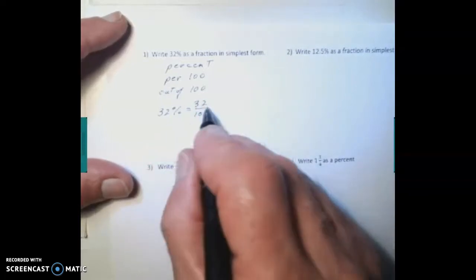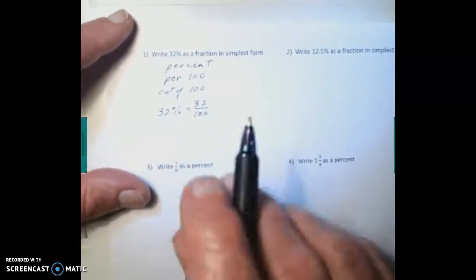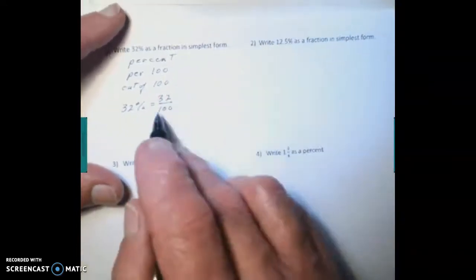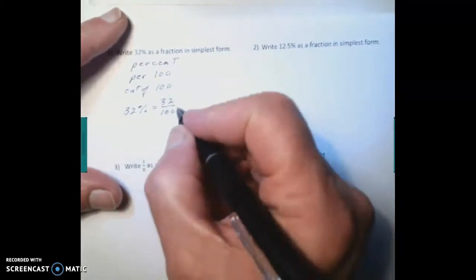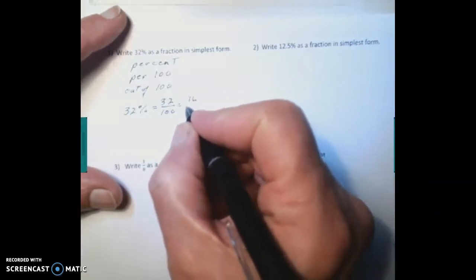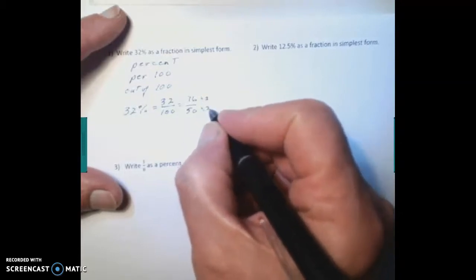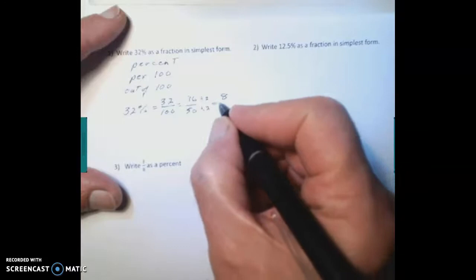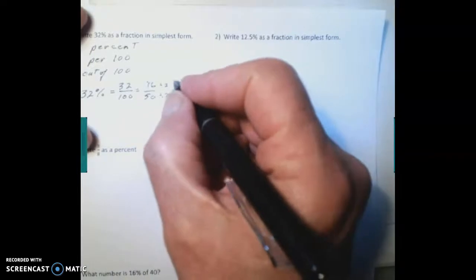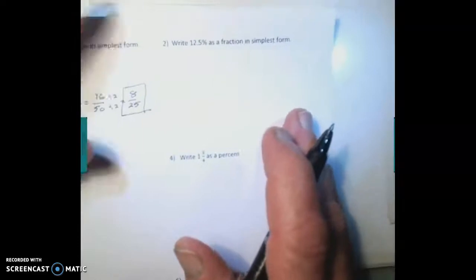Notice you drop the percent sign because that is taken care of by saying that it is out of 100, and it would not be correct to put the percent sign there. That's a fraction. Reduce it. Divide them both by 2. You would end up getting 16 over 50. Divide them both by 2 again, and you get 8 over 25. Okay, and that would be the correct answer. 32% as a fraction in simplest form.